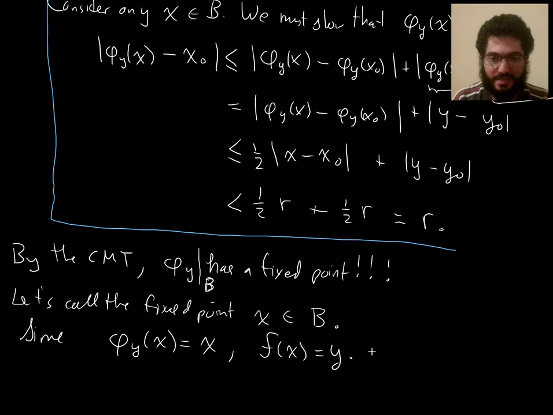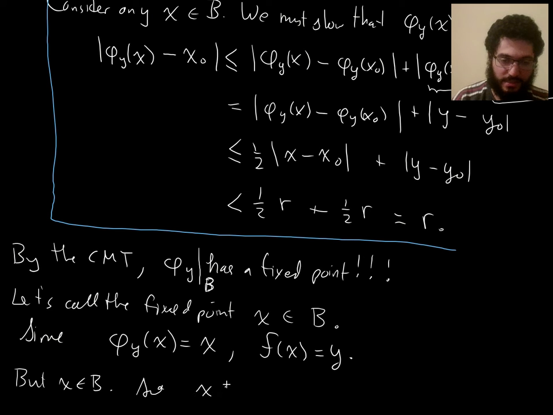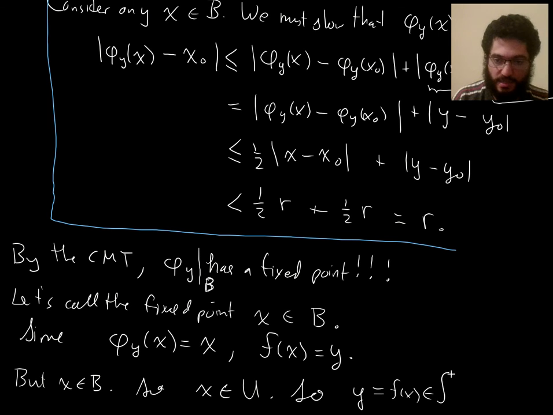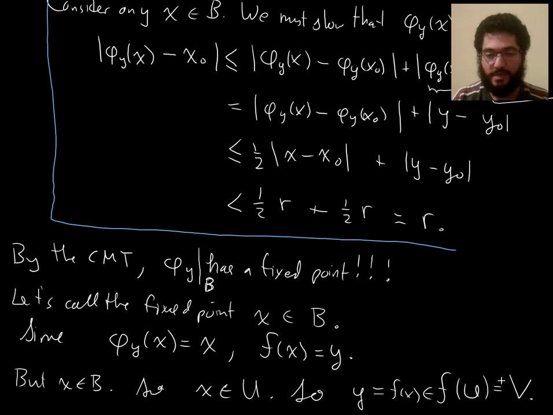Okay, but x is in B. So x is in U. Remember, B is a subset of U. So y, which is f of x, is in f of U, which is by definition V. So y is in V. And this is what we needed to prove.